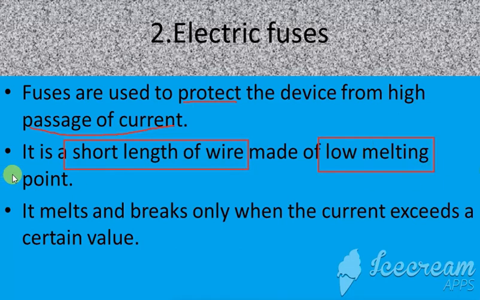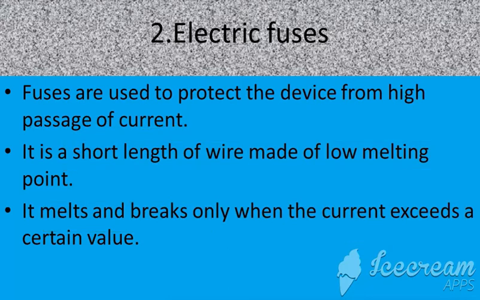Because of the low melting point, what happens? It melts and breaks when the current exceeds a certain value. When the value is exceeded, it melts. That is when people say the fuse has gone, isn't it? So the wire gets cut, and there will not be any current flow in it.